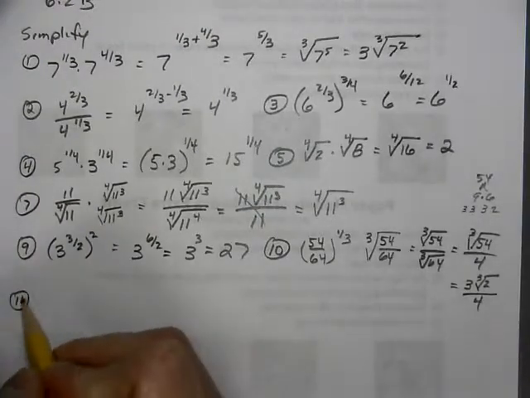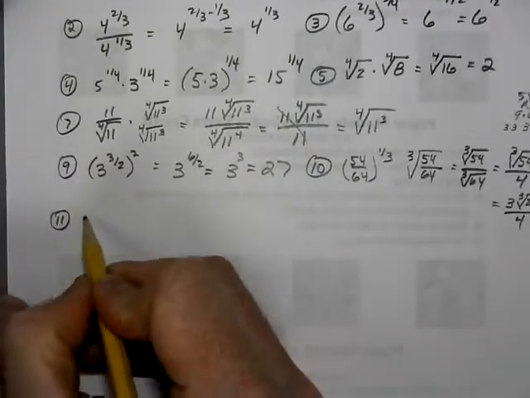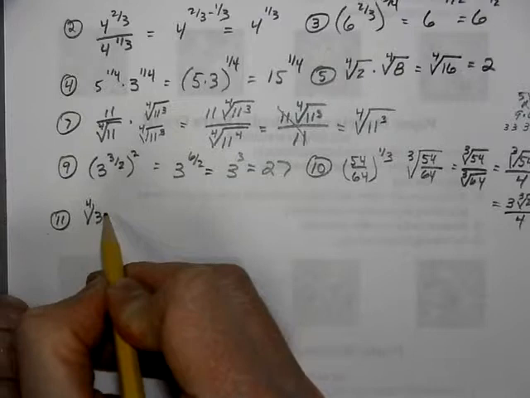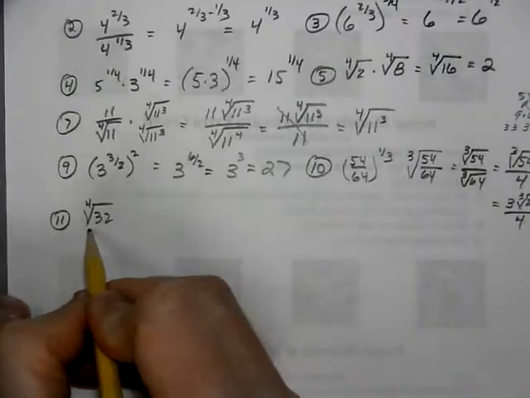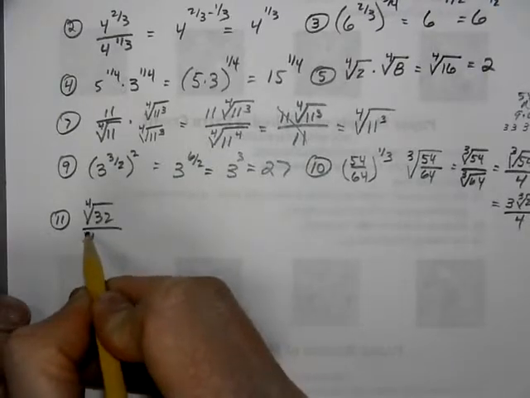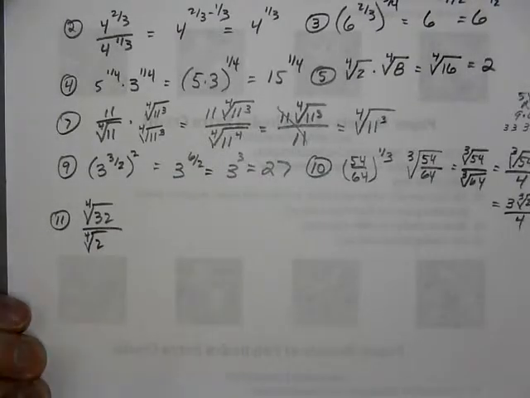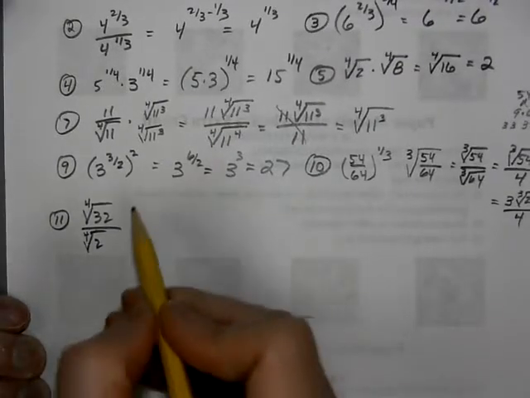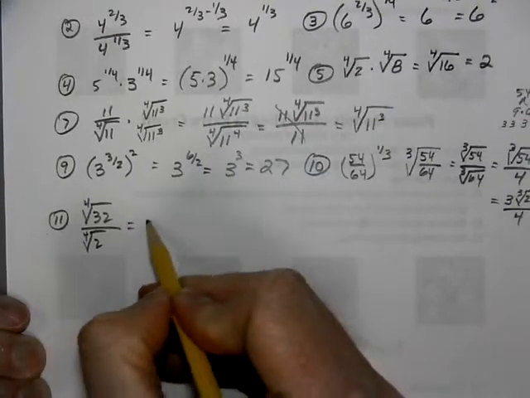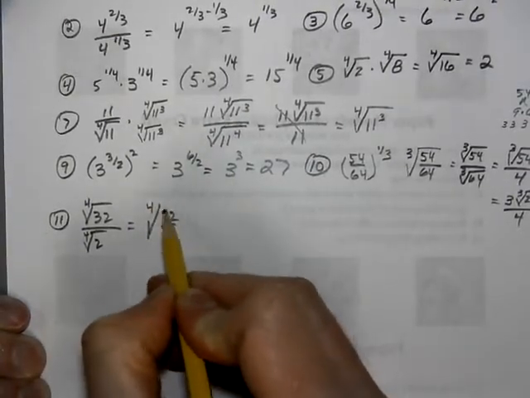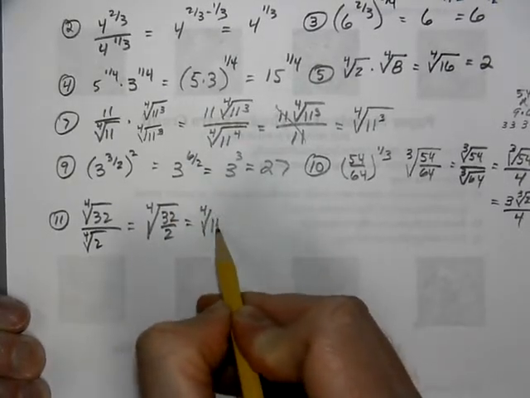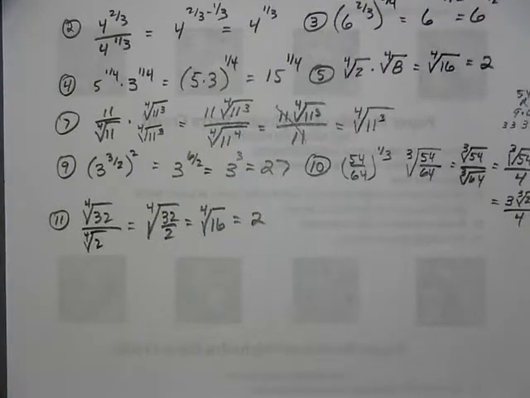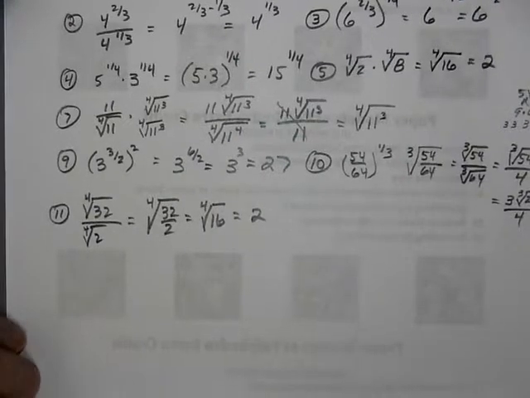Number 11. We got the 4th root of 32 and the 4th root of 2, because they both have the same index, and it looks like it's going to be helpful. It's not always helpful, but it looks like it's going to be helpful. The 4th root of 32 over 2, which is the 4th root of 16, because that comes out to be 2. Sometimes that doesn't reduce, and it doesn't really help to combine it like that. You got to try something different, like number 12.